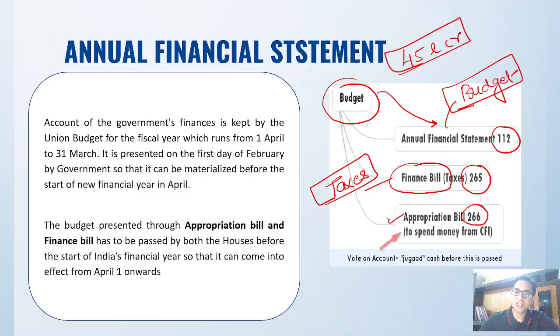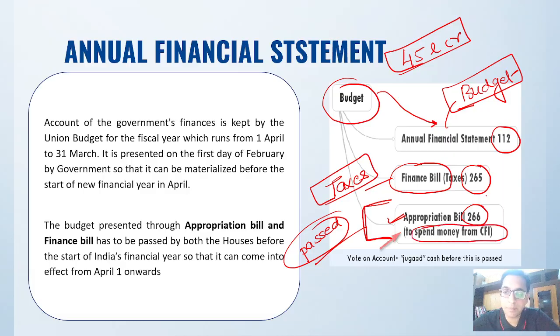And then the appropriation bill is the final bill. The appropriation bill is the final bill which is passed. If it is passed, it will lead to the spending of money from the Consolidated Fund of India. That means the appropriation bill has to be passed if you want to take out money from the Consolidated Fund of India, right? So the budget is presented through the appropriation bill and finance bill. Once all the documents are passed, then the budget is said to be approved.